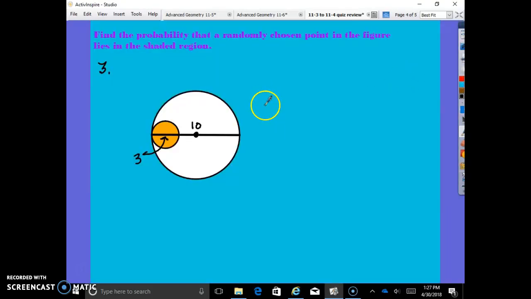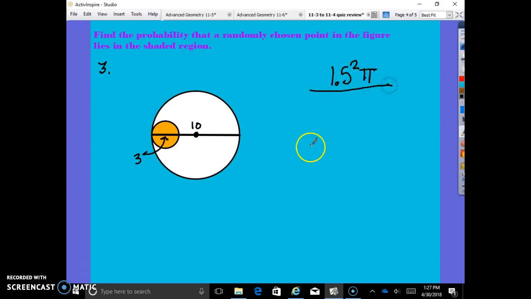Find the probability that a randomly chosen point in the figure lies in the shaded region. So this is what we want. Probability is what we want out of everything. So the area of a circle with a diameter of 3. Area of a circle is pi r squared. What is my radius? 1.5 squared pi is what I want.